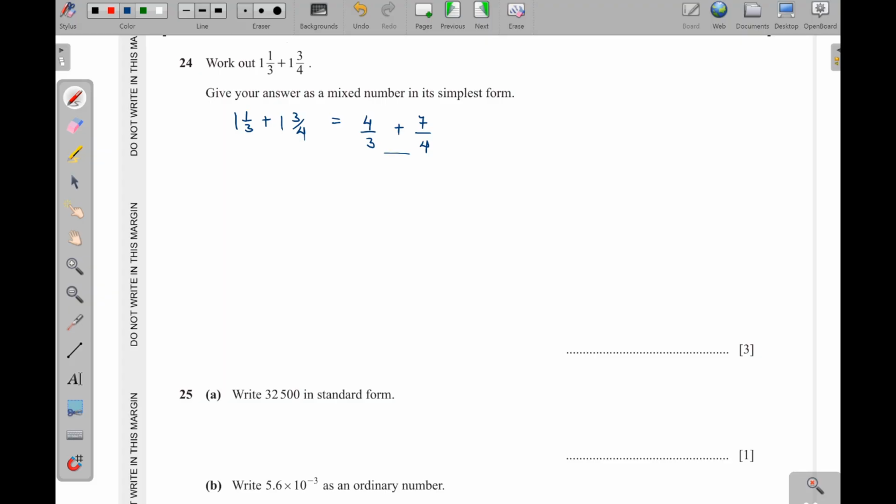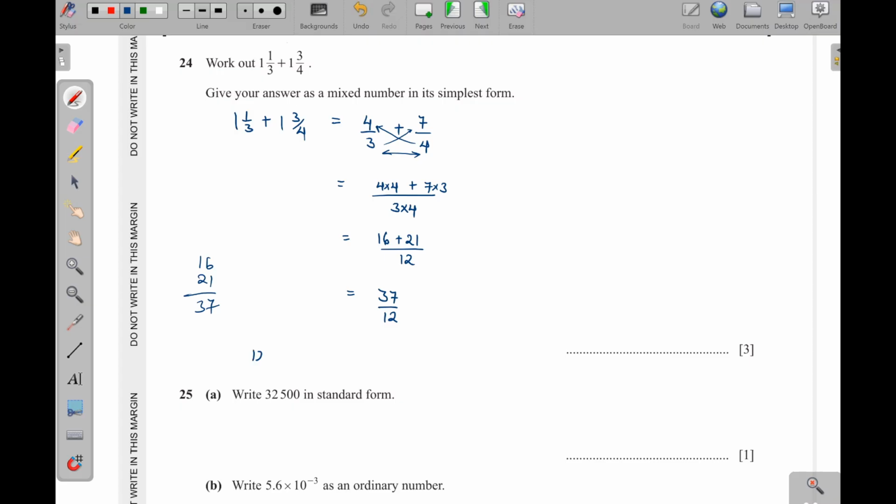Using the butterfly method to get the common denominator, you multiply these two, then 4 times this, and then this times that. So you will have 3 times 4, and then 4 times 4, then plus 7 times 3. So 4 times 4, that is 16, plus 21, then out of 12. 16 and 21, that is 37. So that is 37 out of 12.